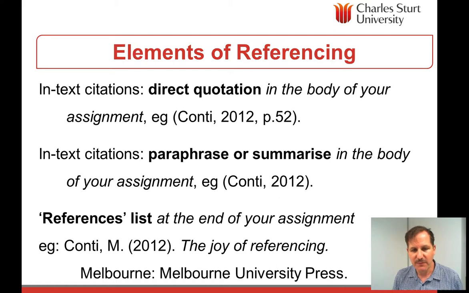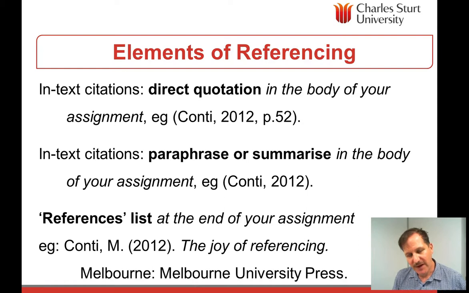If something is paraphrased or summarized in the body of your assignment, you don't need the page number, so it would just be Conti 2012, like up here. And as mentioned before, part of the APA writing referencing system is you always have a reference list at the end of your assignment.